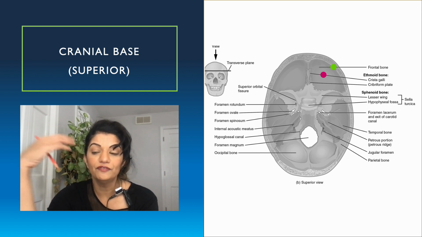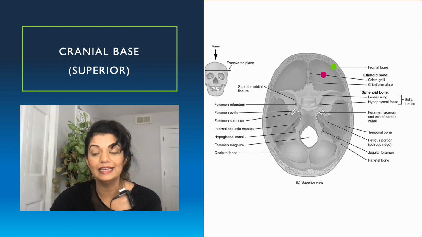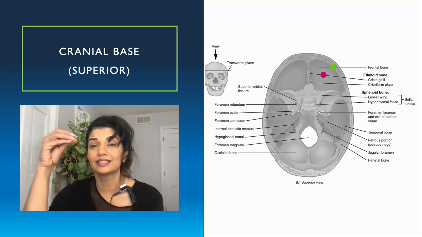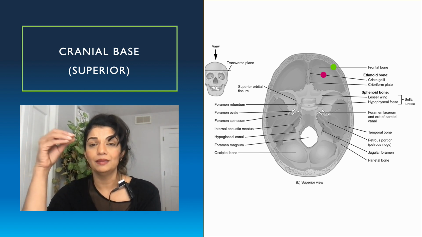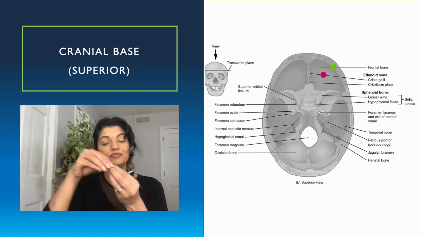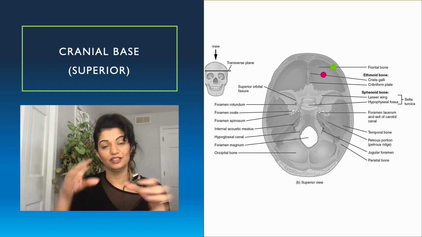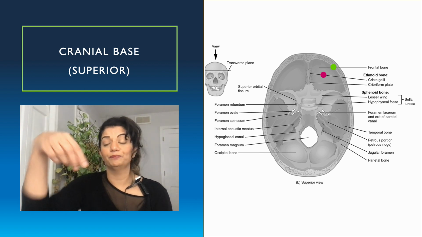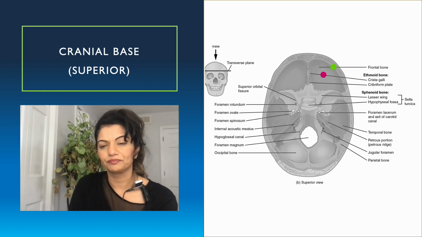And then the function for this crista galli is that it attaches to something called the falx cerebri, which is the part of the dura mater, you know, that lining of the brain, that separates the left and right hemispheres. So it sort of attaches to that. Okay, moving on to the cribriform plate.